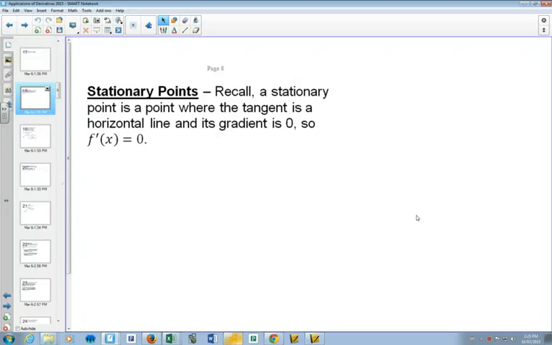All right, so a little bit of review. Our stationary points, that's where your tangent is horizontal. So the idea that something is changing direction, you go from an increasing function to a decreasing function, and your tangent is 0. Your slope of your tangent is 0. That means that the derivative is 0.